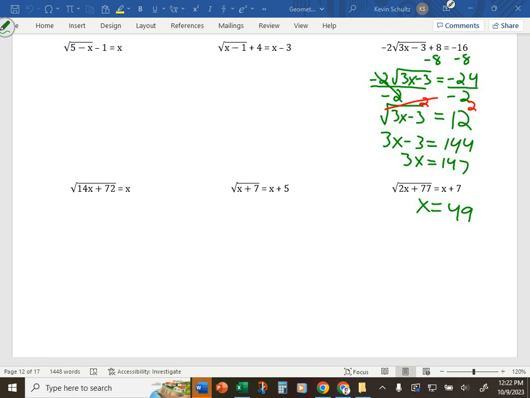We can be confident it's not going to be extraneous because we only have one solution. The only thing that might come into play here is if you did the math wrong and you made an arithmetic mistake, and x isn't actually 49. It isn't? No, I'm saying it is 49.